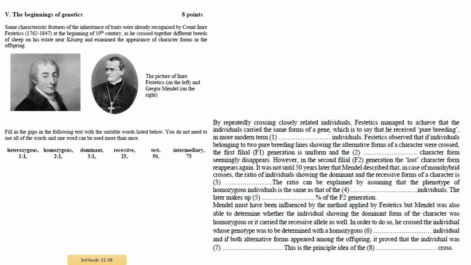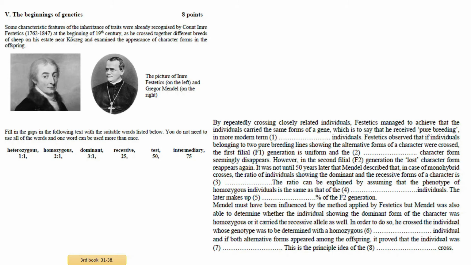Exercise 5, the beginning of genetics. Some characteristic features of the inheritance of traits were already recognized by Count Imre Festetics at the beginning of the 19th century, as he crossed together different breeds of sheep on his estate near Kőszeg and examined the appearance of character forms in the offspring. Okay, we can see two pictures. One of them is about Imre Festetics and the other one is Gregor Mendel.